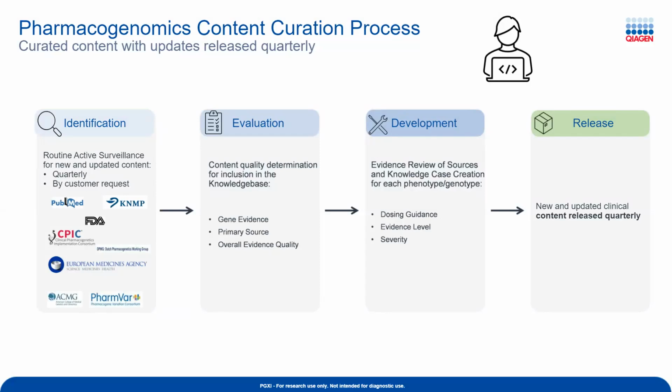PGXI curators utilize a standard curation process that routinely identifies, evaluates, develops, and releases updated content in a quarterly release cycle. To identify new content, curators surveil standard pharmacogenomic reporting databases and guidelines, such as FDA and EMA drug databases, the CPIC and DPWG guideline recommendations, or PharmVar, as well as other publicly available PGX reporting agencies and literature. PGXI surveillance can be initiated by standard monthly or quarterly content update protocols, or through specific customer requests.